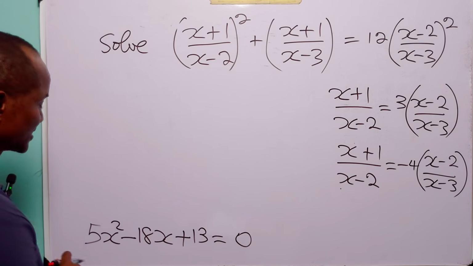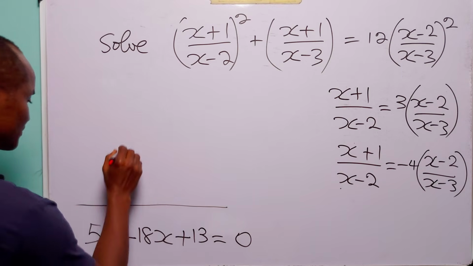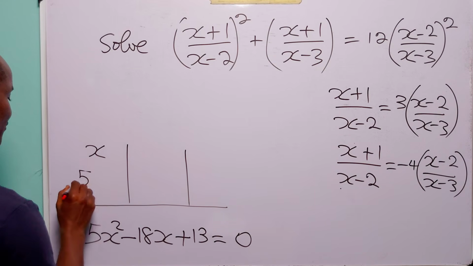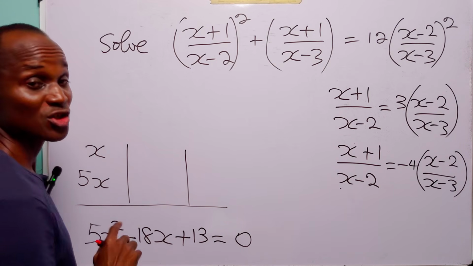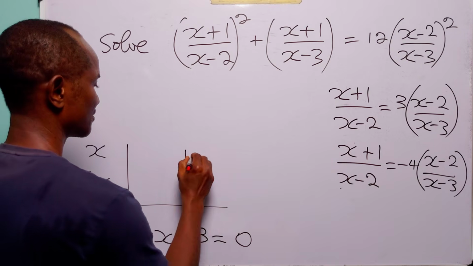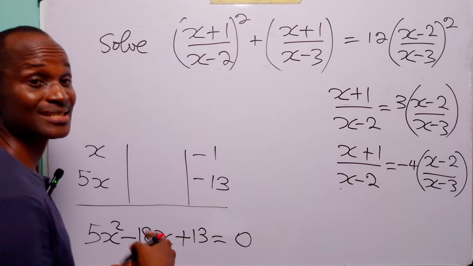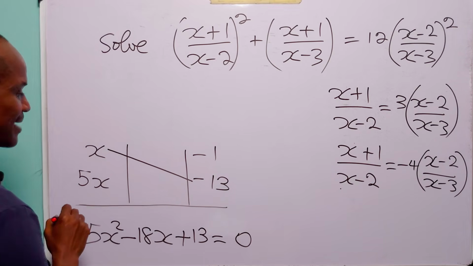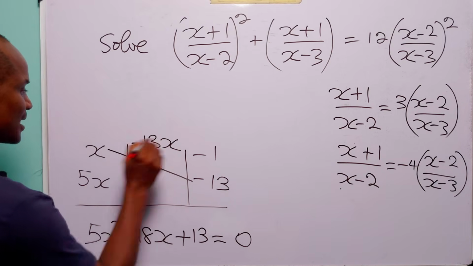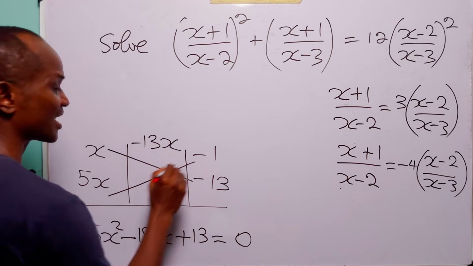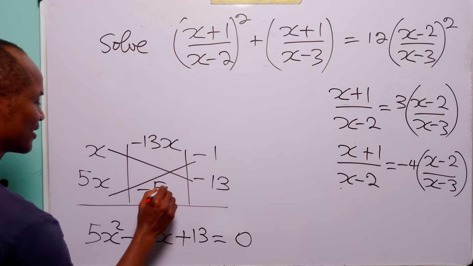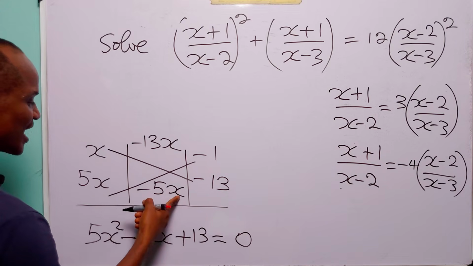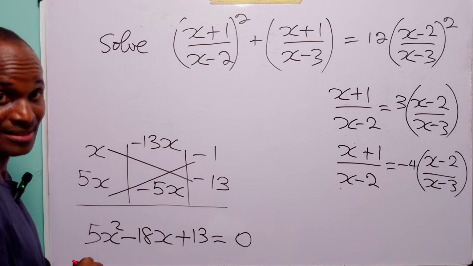We can factorize this quadratic equation. Let us use the table method. The factors of 5x squared are x and 5x. And the factors of 13 are, of course, minus 1 and minus 13, because 13 is a prime number. Now, when we multiply x by minus 13, we have minus 13x. And when we multiply 5x by minus 1, we have minus 5x. And minus 13x plus minus 5x is going to give us minus 18x.